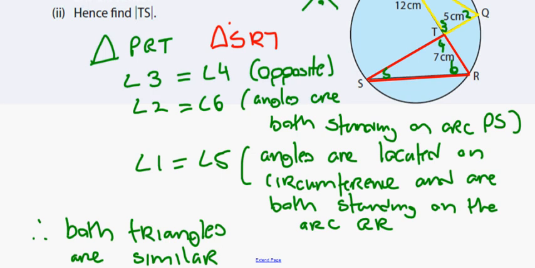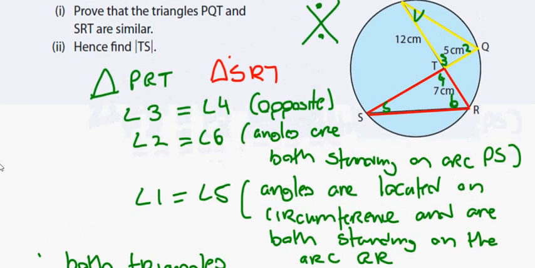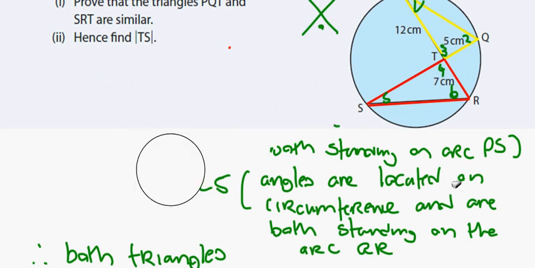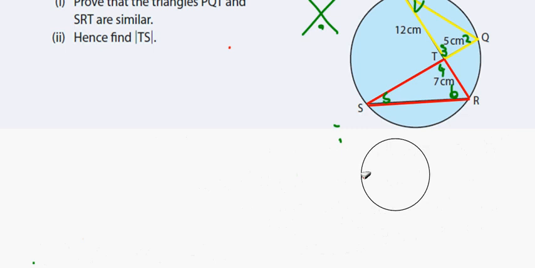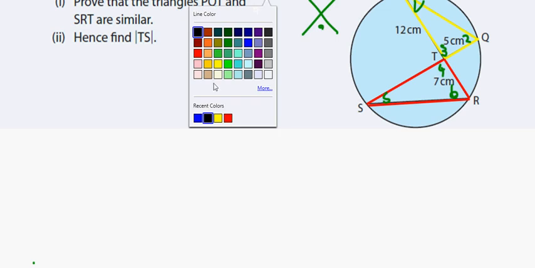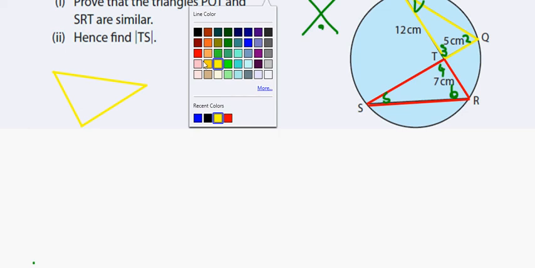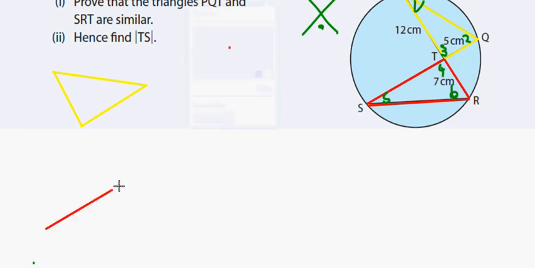Okay, now it goes hence find TS. Now because both triangles are similar, all that we need to do now is just draw them both out and compare them. So this one here, the yellow triangle, and then we're going to draw the red one. And we're going to see how to draw them out.